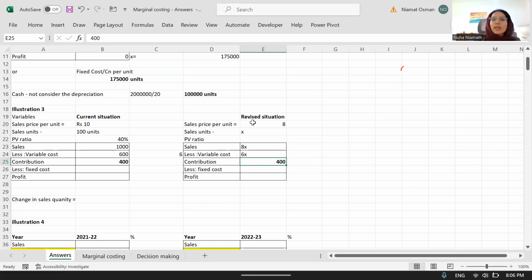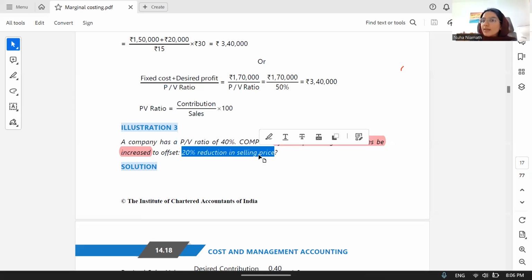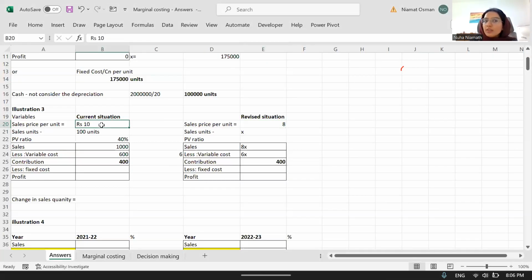Khatija, once more. Okay. Now what is happening is, current situation is clear, Khatija. Current situation is clear. Okay. Revised situation, you understood 8 rupees. How we got 8 rupees? Okay. The question itself is telling there is a 20% reduction in selling price. So from 10 rupees, if I reduce 20%, it will give me 8. Right? Clear? Okay.